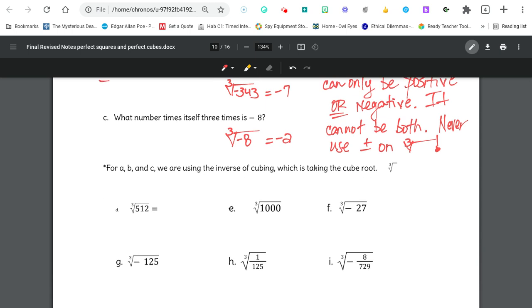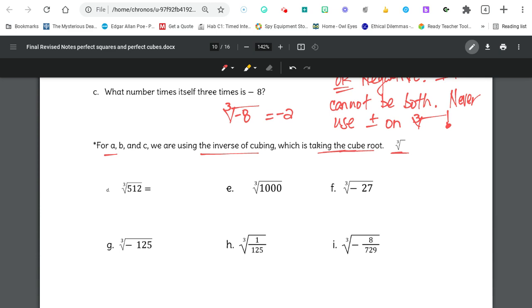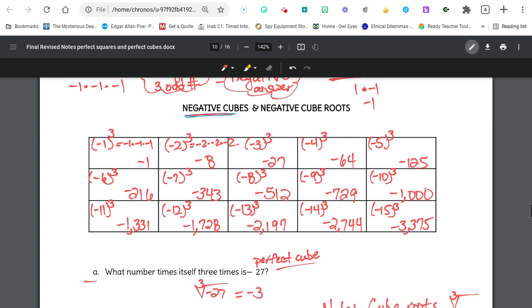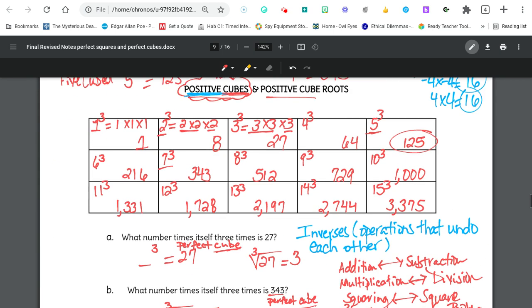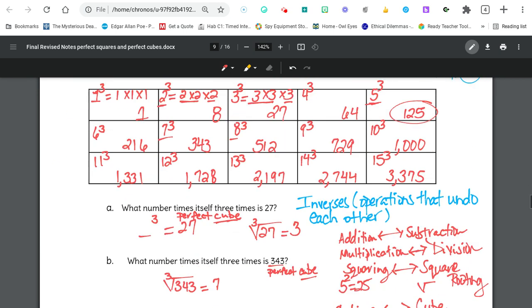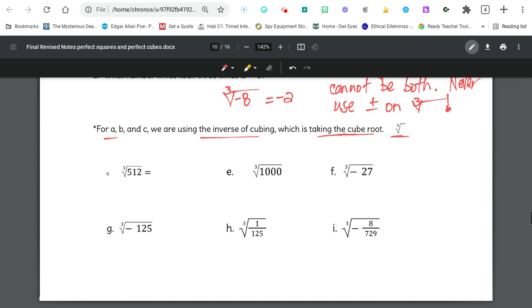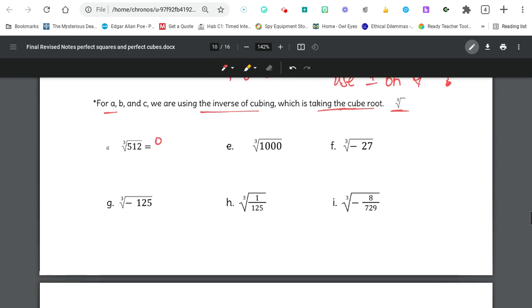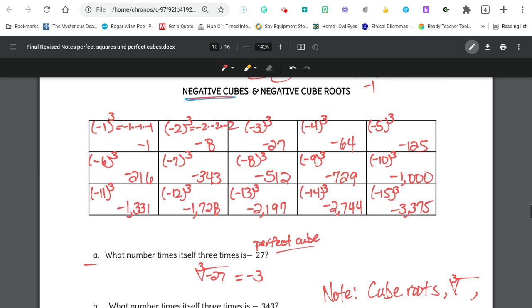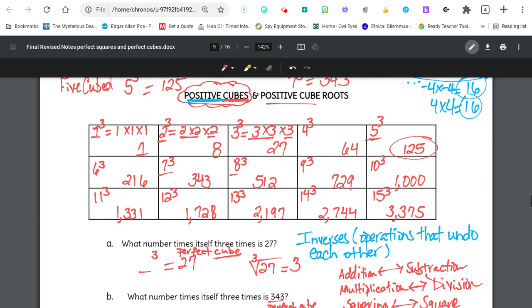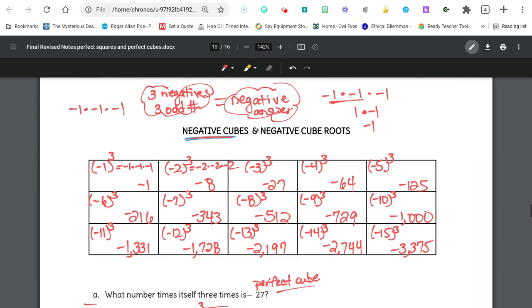All right, so it says for A, B, and C, we're using the inverse of cubing, which is taking the cube root, and that's your cube root symbol. We already know that. So we're going to take a look at some of these examples. We're going to take the cube root of 512. So you look back, 512, that would be 8. 8 times 8 times 8 is 512. So the cube root of 512 is 8. E, the cube root of 1,000, that would be 10.